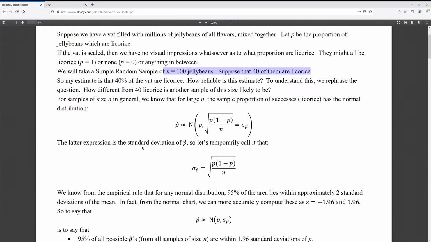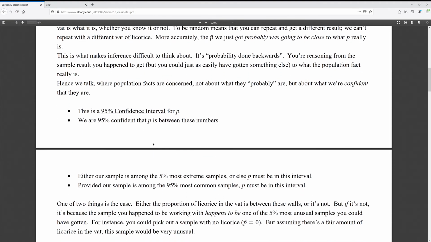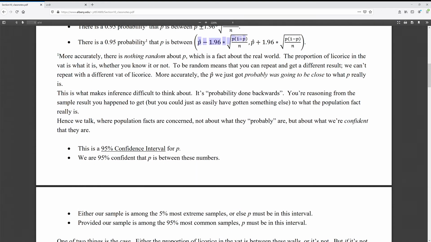On the presumption that our sample is relatively typical, the walls that we generate will contain the truth. On the other hand, if our sample happens to be very unusual, then the walls it generates will not contain the truth. So there's no guarantees. Remember, without knowing p, and that's the whole point, you have no way of knowing whether this sample was typical or not. But it probably is. That's what probability means. And it is unlikely that it's not. Again, that's what probability means.